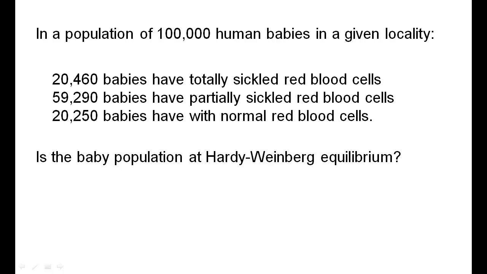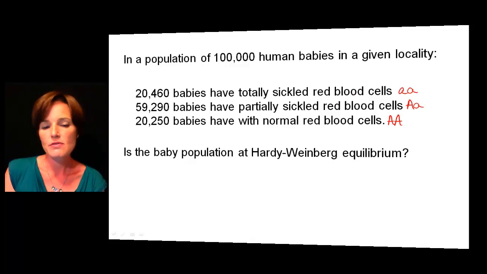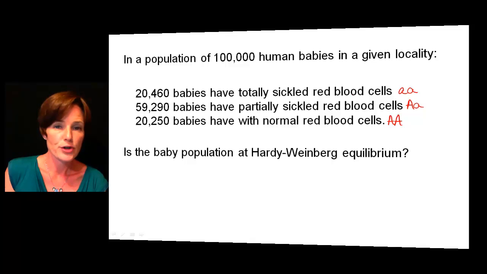So let's go ahead and just assign our genotypes to start with. These individuals here at the top, these have totally sickled red blood cells. So these are going to be our little a, little a individuals. The ones with the partially sickled is going to be heterozygous, and the ones that have the normal cells, that's going to be big A, big A. So if we want to figure out if this population is at Hardy-Weinberg equilibrium, the first thing we need to do is figure out what P and Q values are.